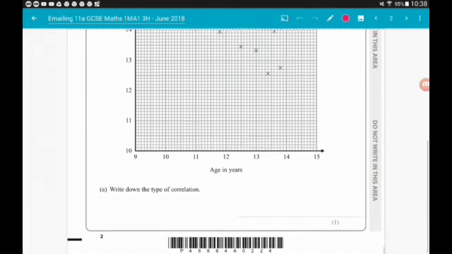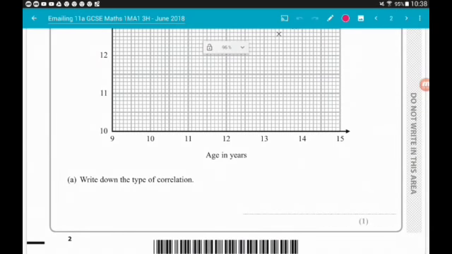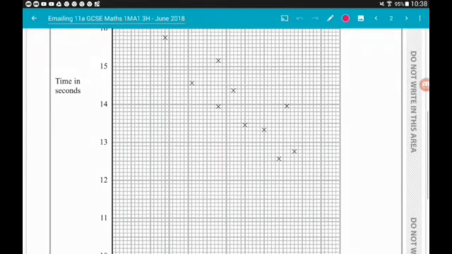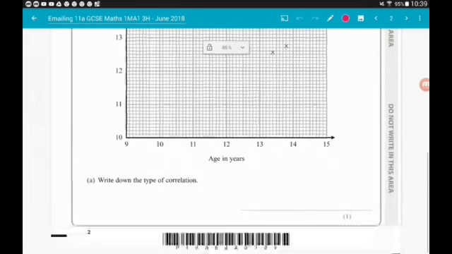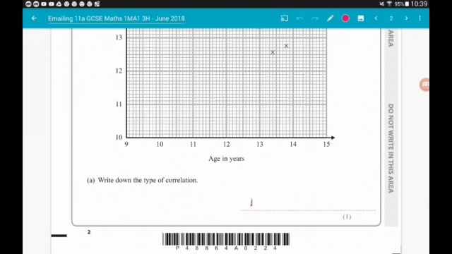Part A asks us to write down the type of correlation. That means it's asking us how the data is linked. We can see here as age increases, the time in seconds is decreasing. So we're going down from left to right. So this is negative correlation. Cool.